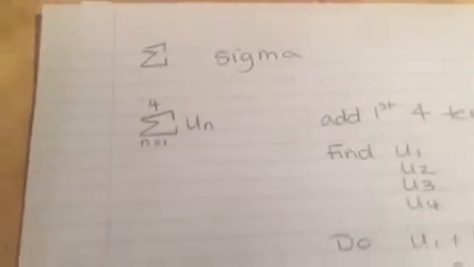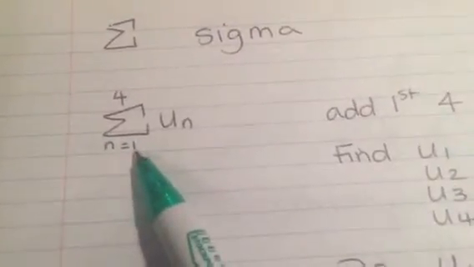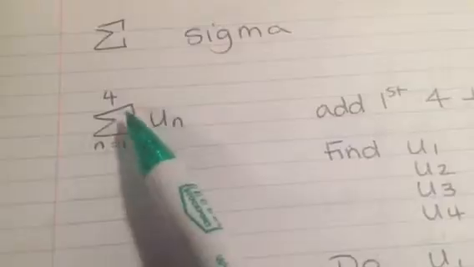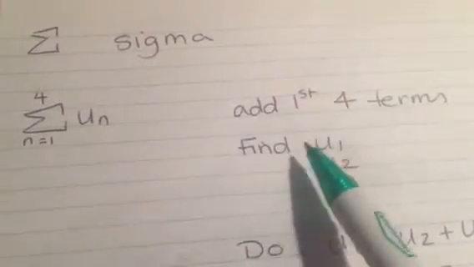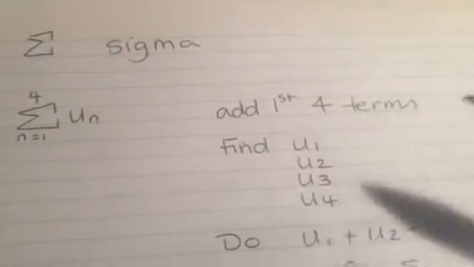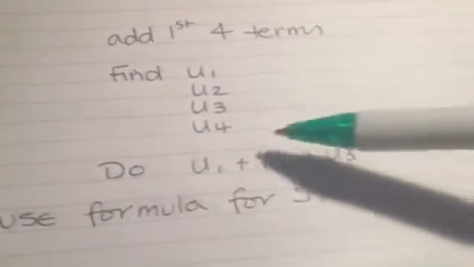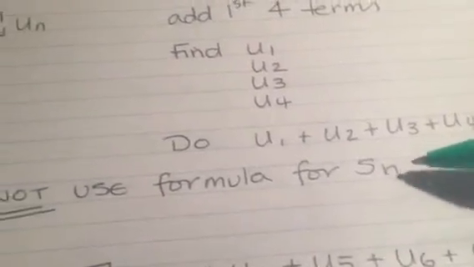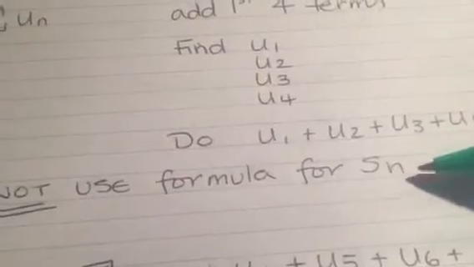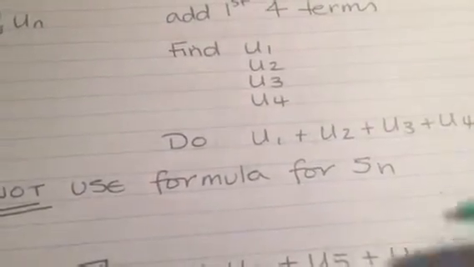You need to be able to use the sigma notation. So you'll be told the first term that you're going to add, n is 1 up to 4, and what that means is that you're adding the first 4 terms, u1, u2, u3, u4. You'll need to work them out by feeding the numbers back in and then add them by hand. Do not use the formula in the formula book, which is only for arithmetic progressions, so watch out for that. You need to add them by hand.